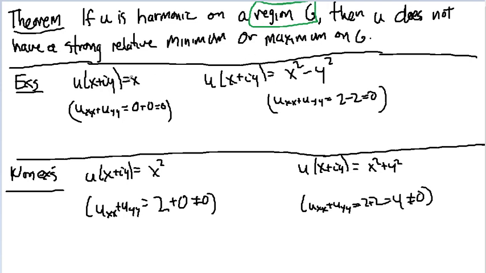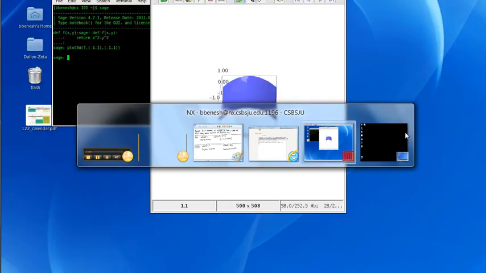I'm going to show you two harmonic functions. One is just x. One is x squared minus y squared. I'm going to show you two non-harmonic functions. x squared is not harmonic, and x squared plus y squared is not harmonic. So let's see what happens when we graph these.